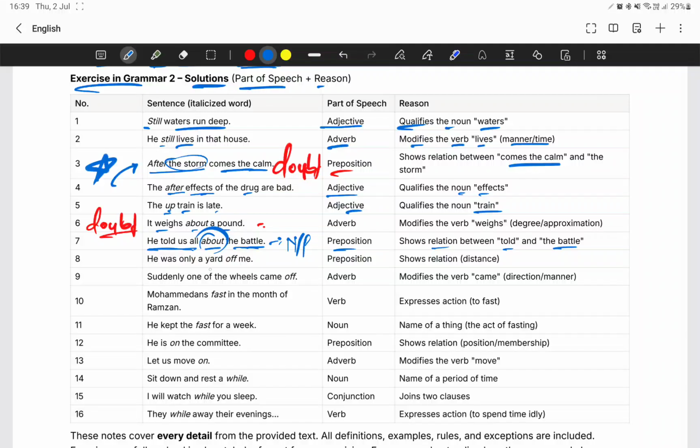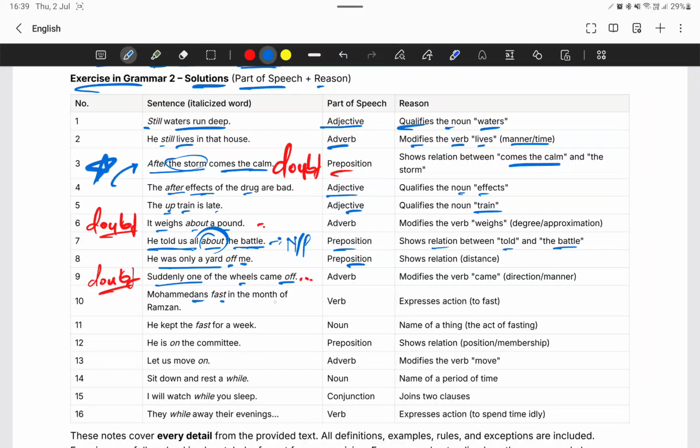Next, he was only a yard of me. Again, me is a noun, he is only a yard, and there's of, this of is a preposition. Suddenly one of the wheels came off. Wait a second, it is difficult for me to understand, so I'm going to highlight this and look at this in the doubt session. Okay, got it.